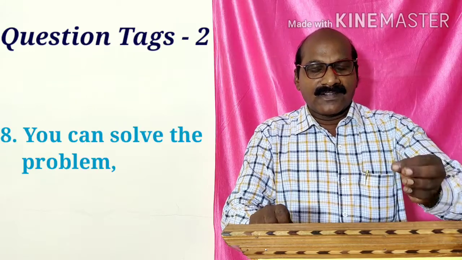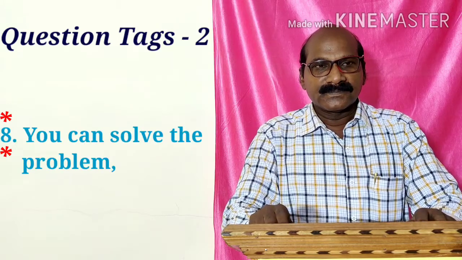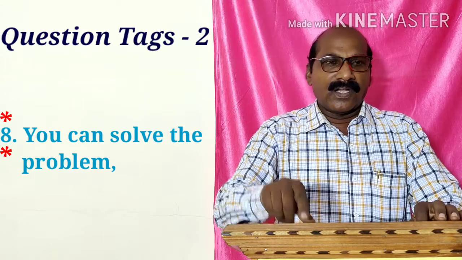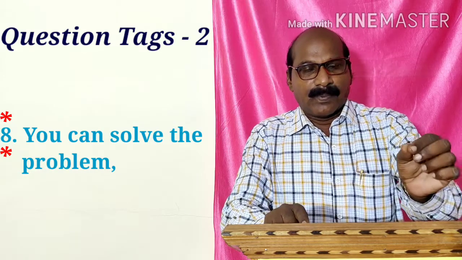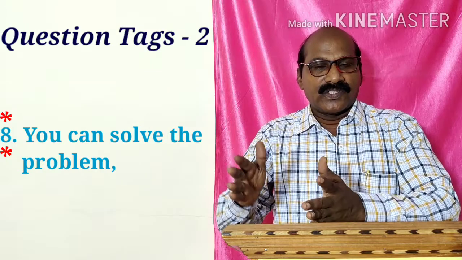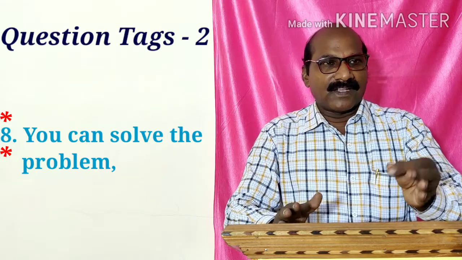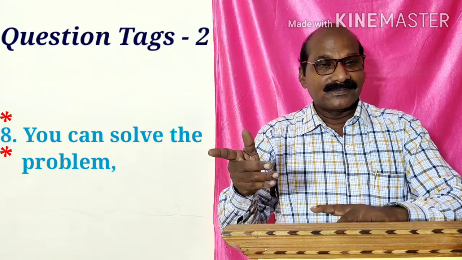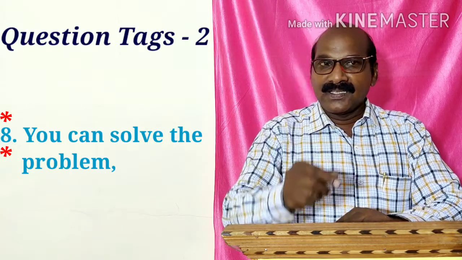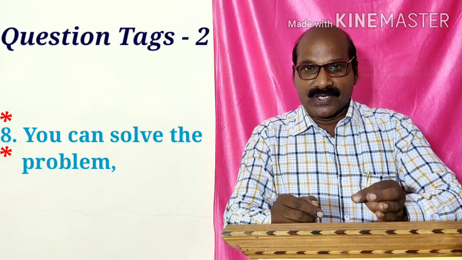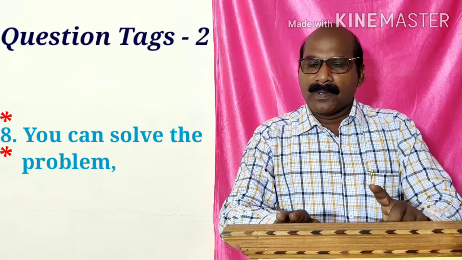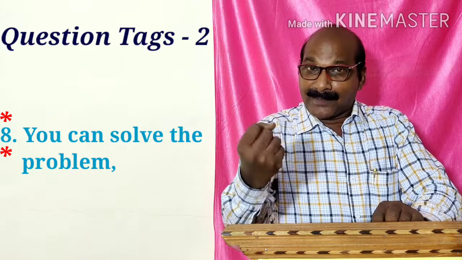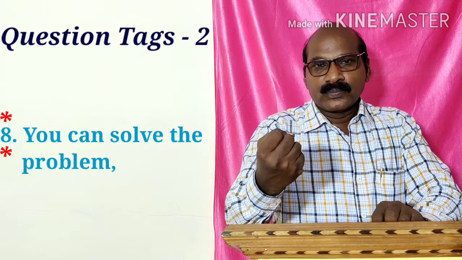Next one, you can solve the problem. This is the statement. Generally, most of the people think that the statement is positive and the question tag should be negative, like that. You can solve the problem, can't you? We feel like that. But here there is an exception to the formal rule. That is, you can solve the problem. It means you are capable of solving the problem.